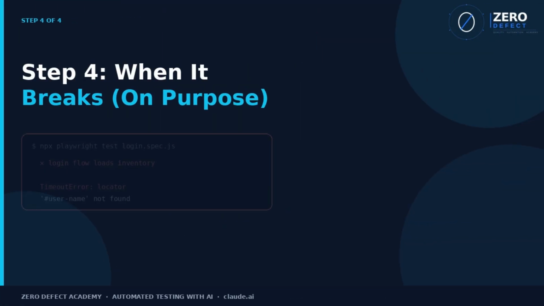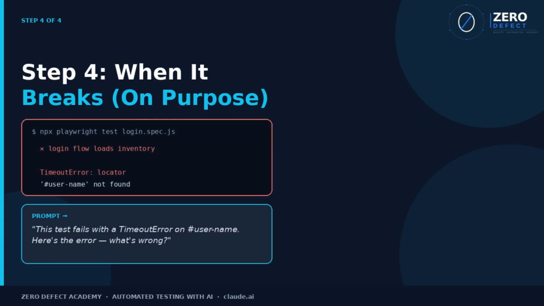Let's simulate the single most common thing that breaks automated tests in real life. A developer changes something on the page and your selector no longer matches. I'm going to intentionally break our test by pretending the developer renamed the username field's ID. Now when we rerun our exact same test, it fails. But importantly, look at how it fails. We get a timeout error telling us the locator #username was never found on the page.